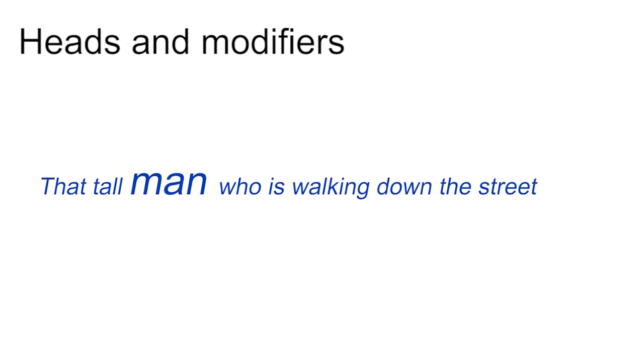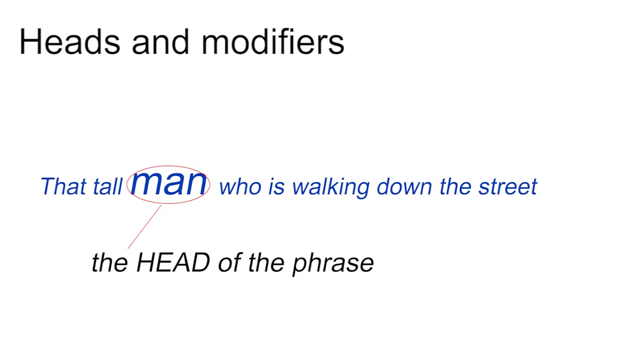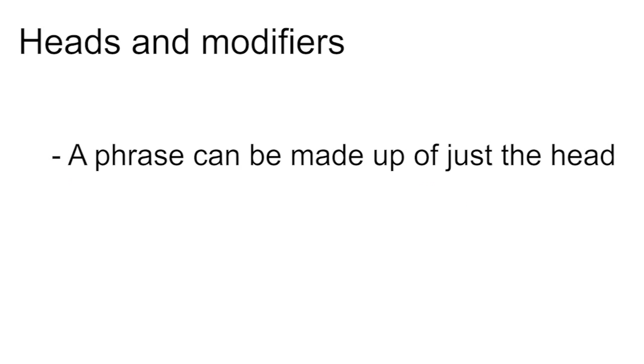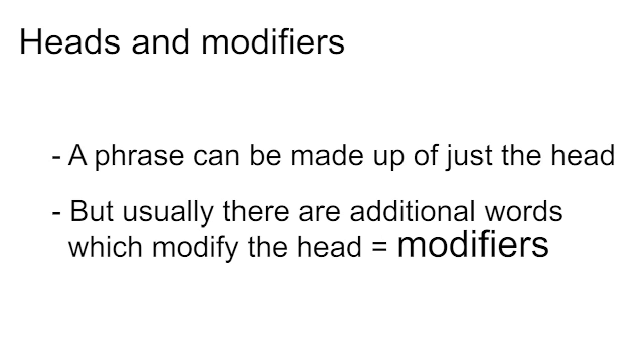We call this word the head of the phrase. All phrases have to have a head. This is a very important point to remember. For most phrase types, the head is the only thing that they have to have. That is, it's fine for a phrase to be made up of just a head and nothing more. But usually, phrases have other words in them, in addition to the head. These additional words tell us something more about the head.